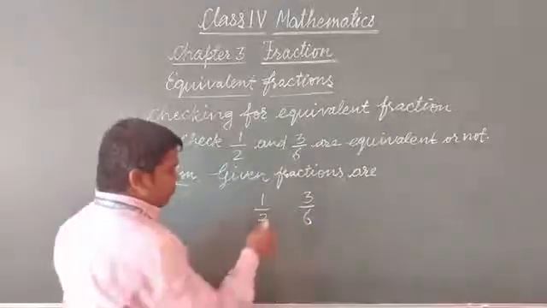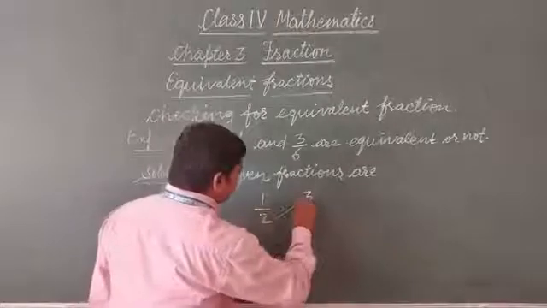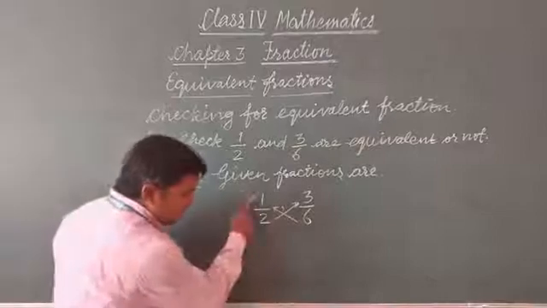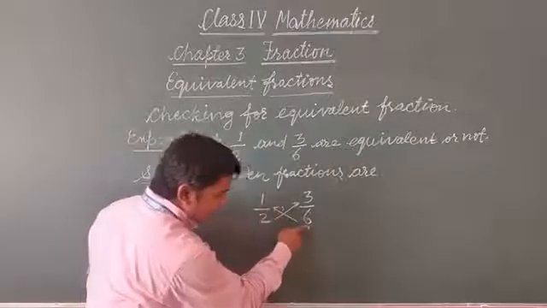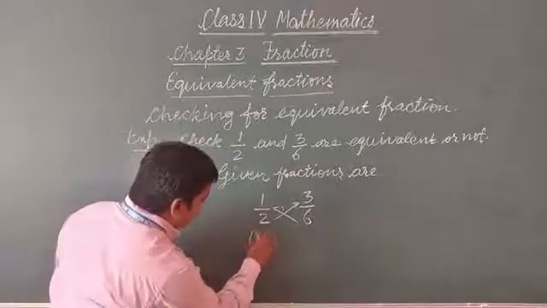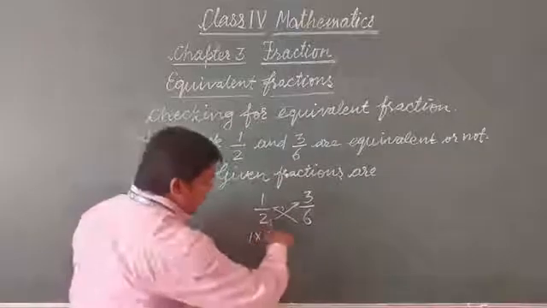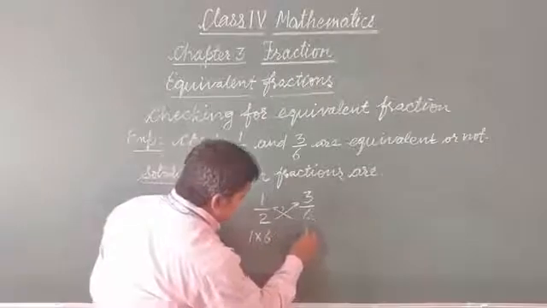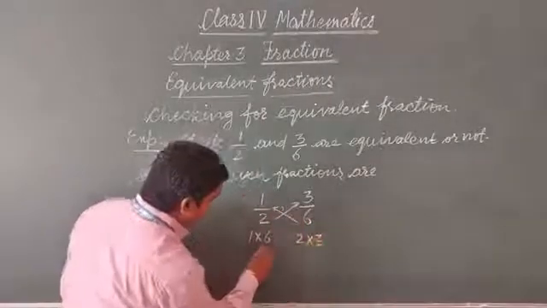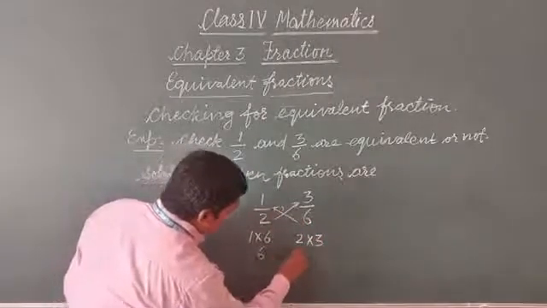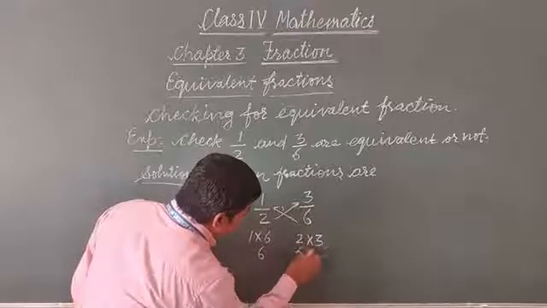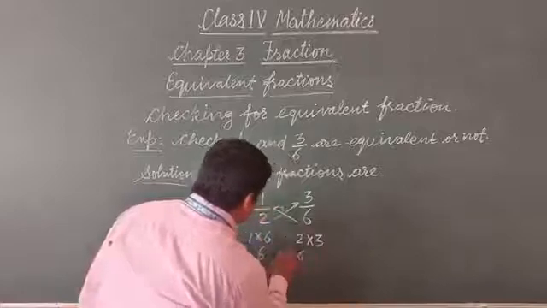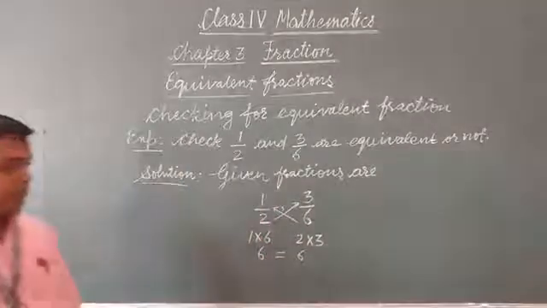We will do the cross multiplication here. I am going to multiply the numerator of the first fraction by the denominator of the second fraction, so 1 into 6. Denominator of the first fraction by the numerator of the second fraction, 2 into 3. You are seeing here 1 into 6 is equal to 6 and 2 into 3 is also 6. Means both the products are equal.